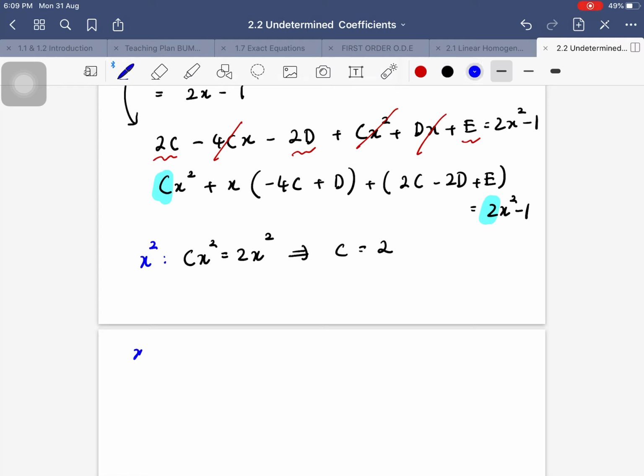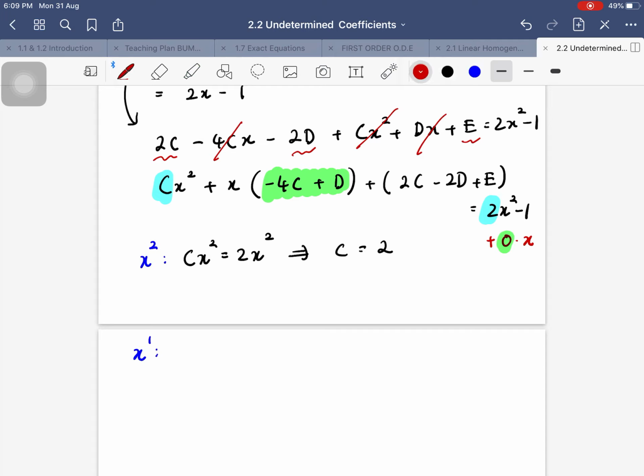And then I'm going to start comparing for x to the power of 1. On this side, for x to the power of 1, this is going to be the coefficient, so this is the constant that is being multiplied by x. And on this side, do I have any constant multiplied by x? No. Then that is actually 0 multiplied by x. So we know that the coefficient of x on the right hand side is going to equal 0.